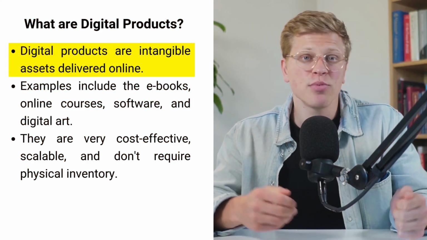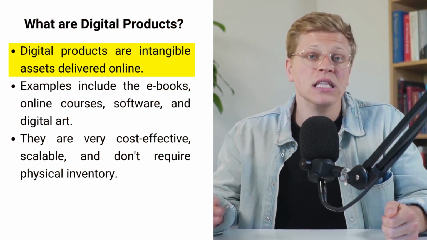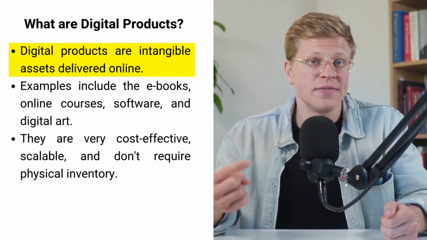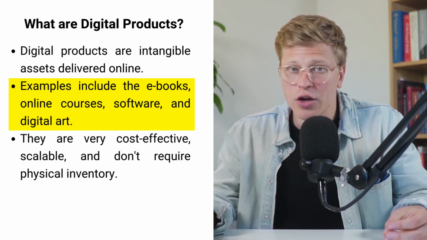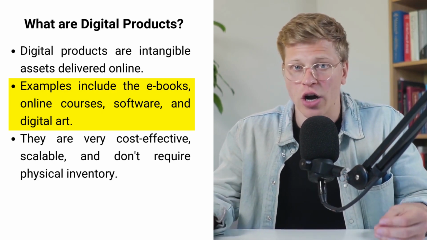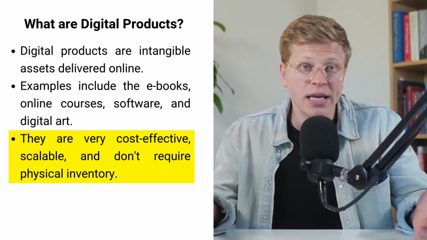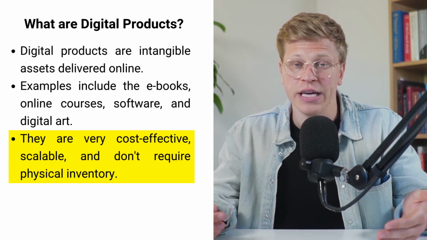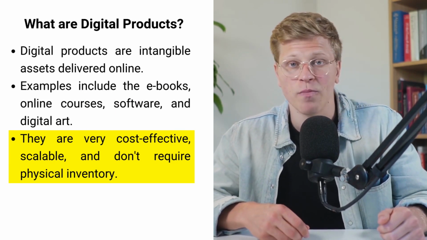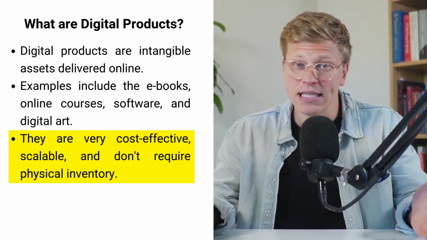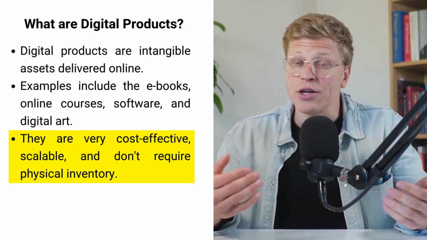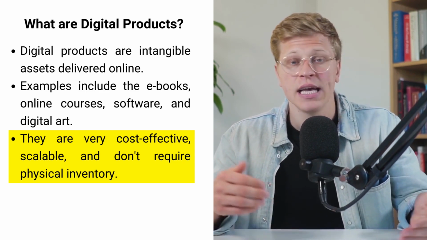What are digital products? Digital products are intangible assets distributed online, delivered through downloadable formats like PDFs, JPEGs, MP3s, and more. Examples include ebooks, online courses, software, and digital art. These products can be sold repeatedly without the need for physical inventory, making them cost-effective and scalable. Digital products don't take up physical space and can be distributed instantly to customers, which makes them extremely convenient for both sellers and buyers.